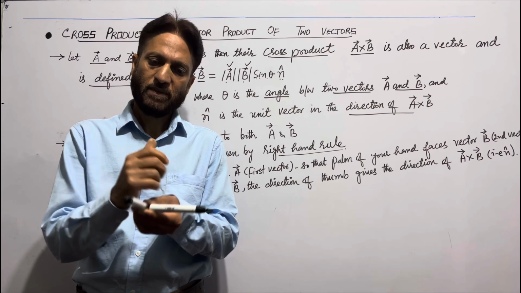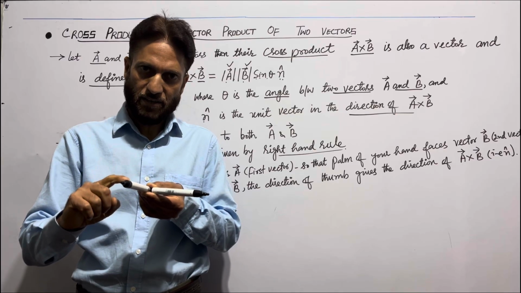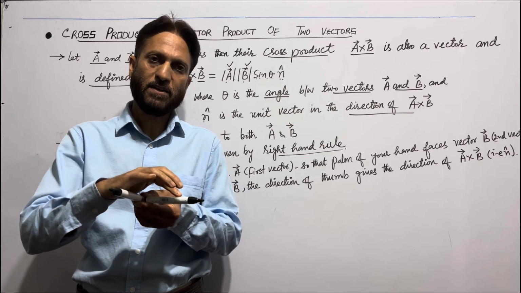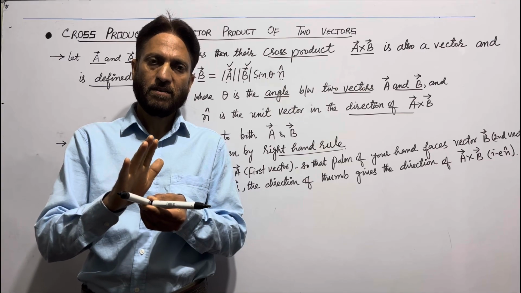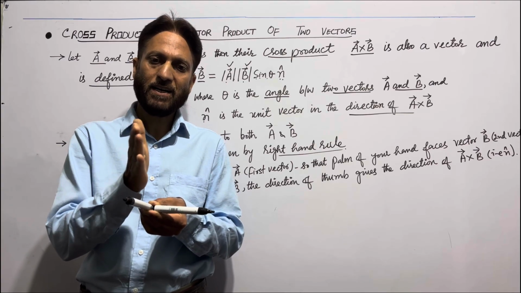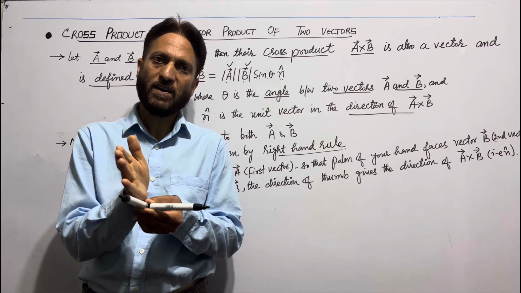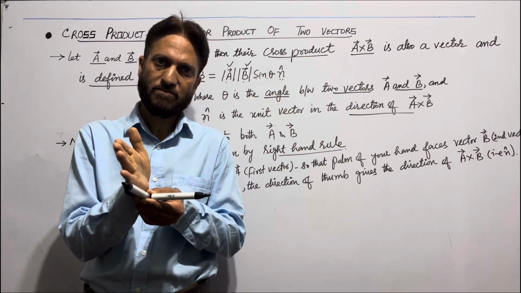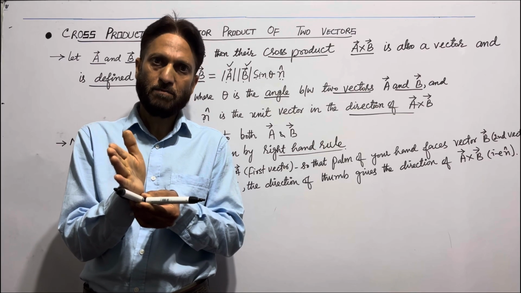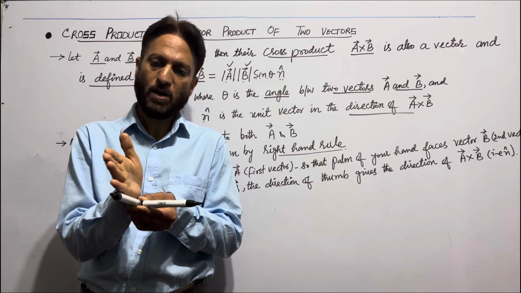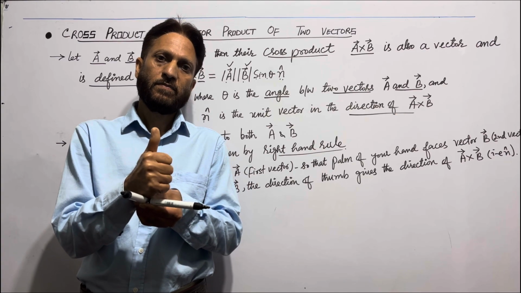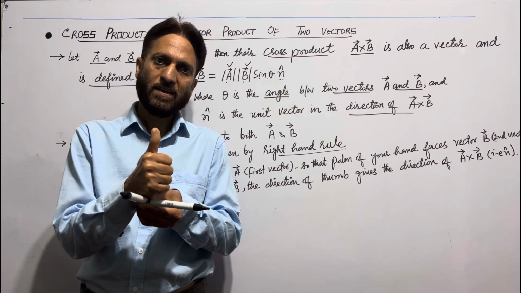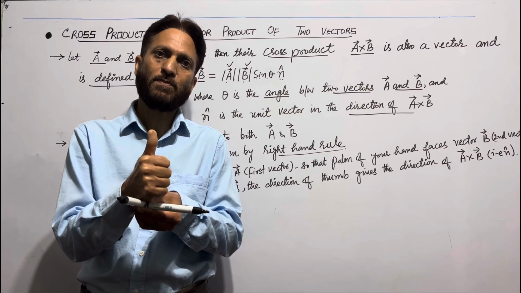Let me repeat. Suppose that this is vector A and this is vector B. I want to find the direction of A cross B. I will put my right hand in the direction of vector A like this. Then I will curl my right hand from A to B. The direction of my thumb is the direction of A cross B.